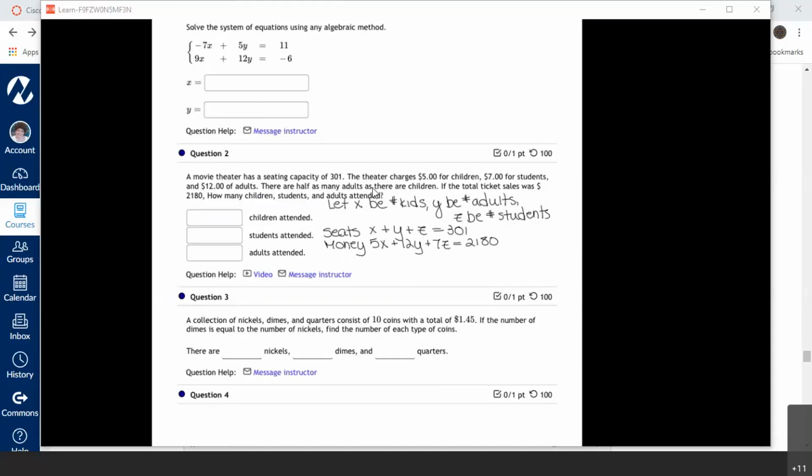The third equation is this ratio equation. There are half as many adults as there are children. Another way to say that is there's twice as many kids as adults. Everybody gets this messed up. Twice as many kids as adults. So the number of kids is twice the number of adults, X equals 2Y. Everybody gets it backwards for some reason.